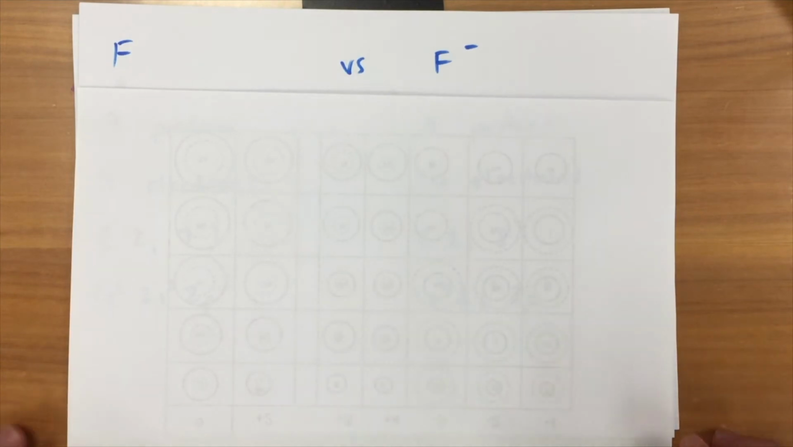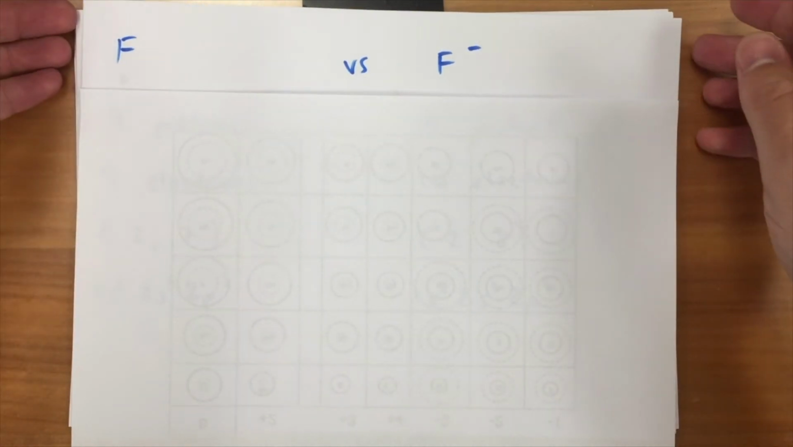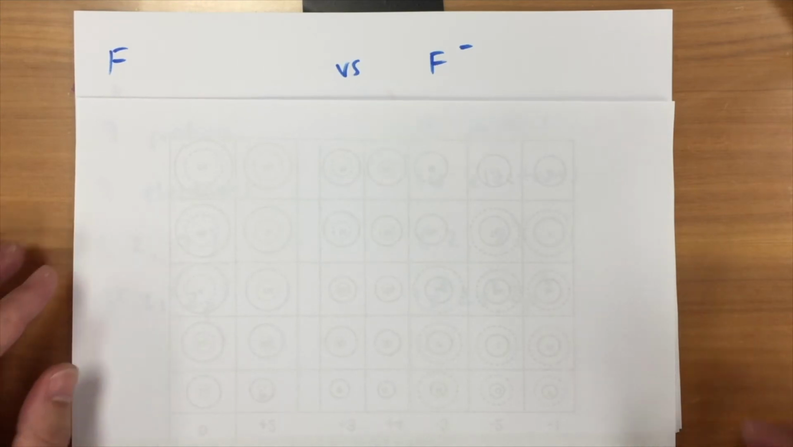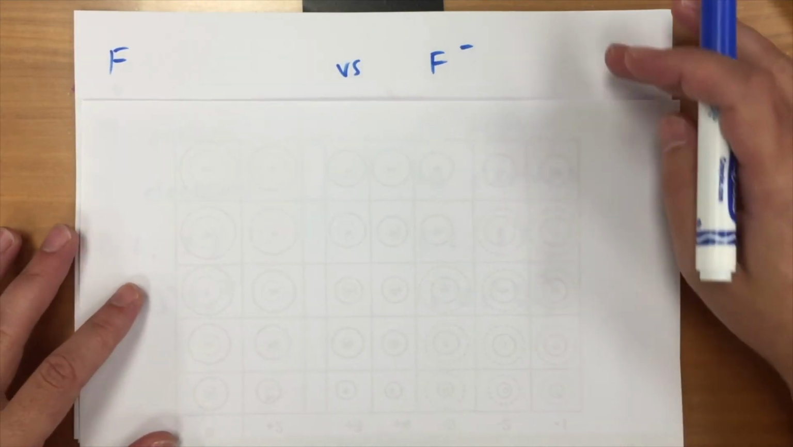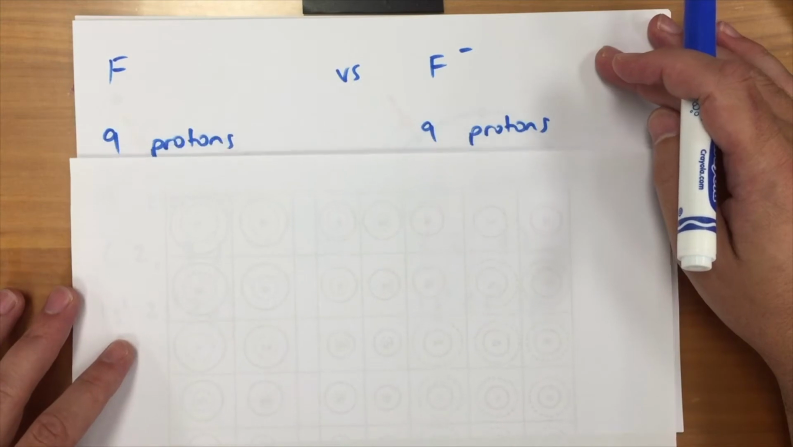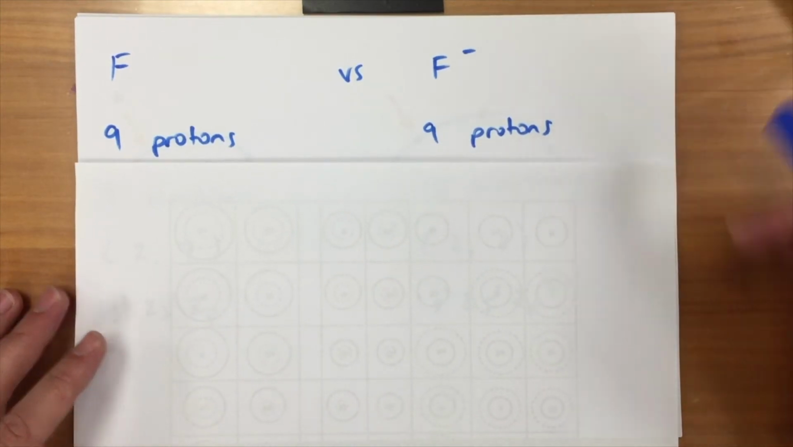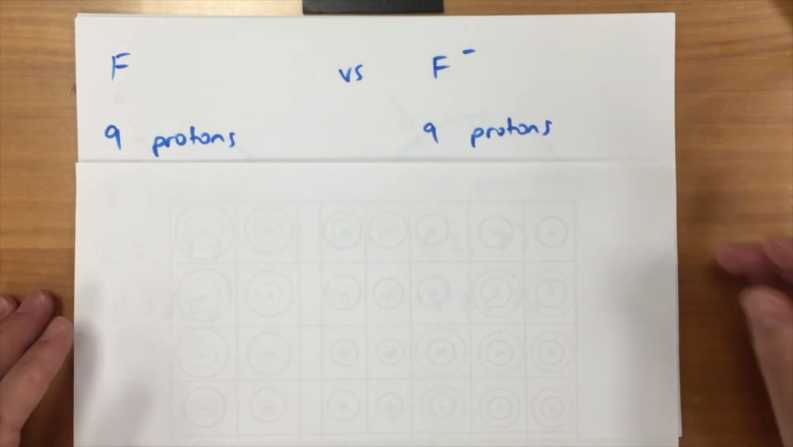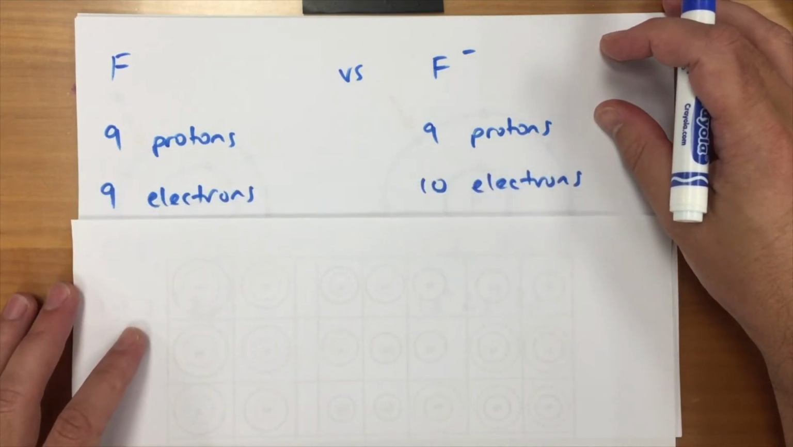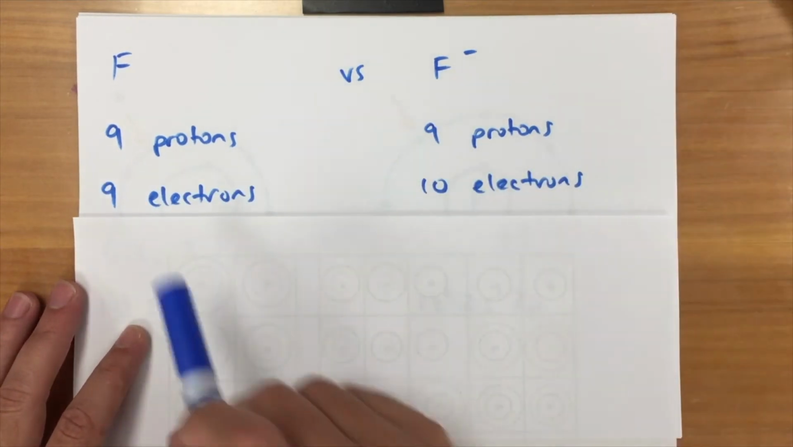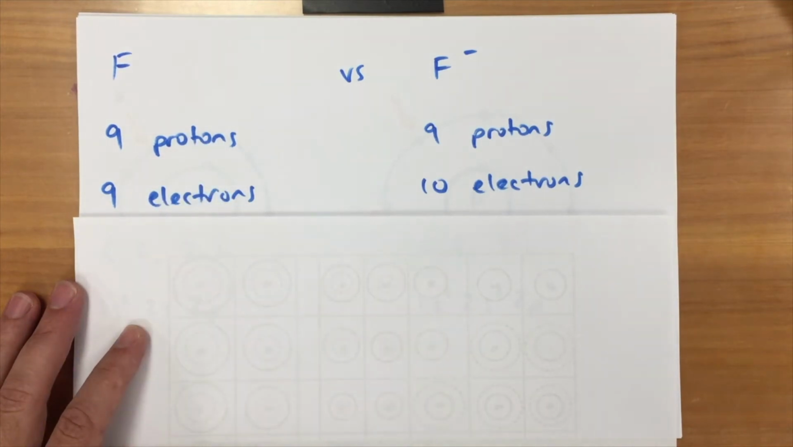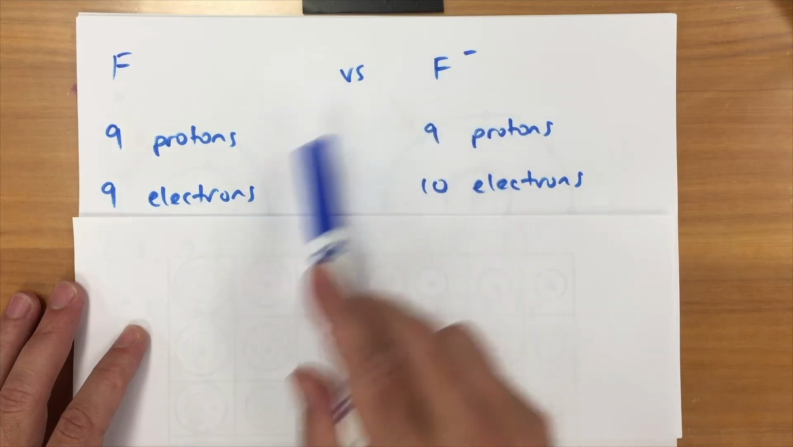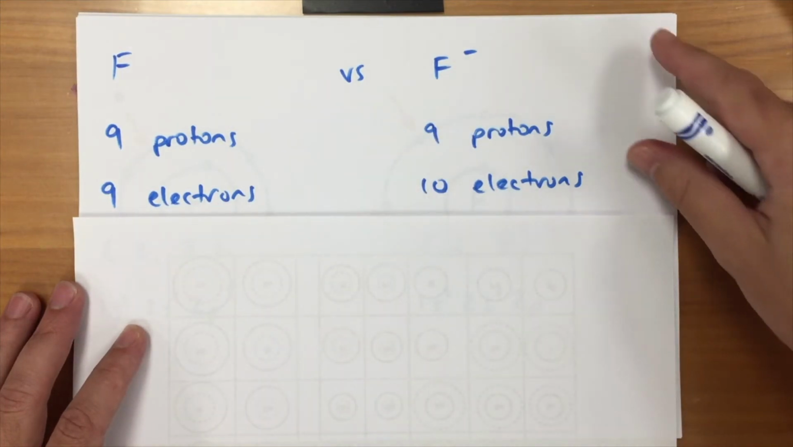Well, let's have a bit of a look at some examples. Let's compare fluorine, the atom, and fluoride, its ion. As fluorine forms fluoride, it must gain an electron. The number of protons that both of these two will have is 9. The number of protons doesn't change when an atom becomes an ion. The number of electrons does change. Fluorine, the atom, will have the same number of protons and electrons, 9. Fluoride, the ion, has gained an electron, so our 9 has become 10.